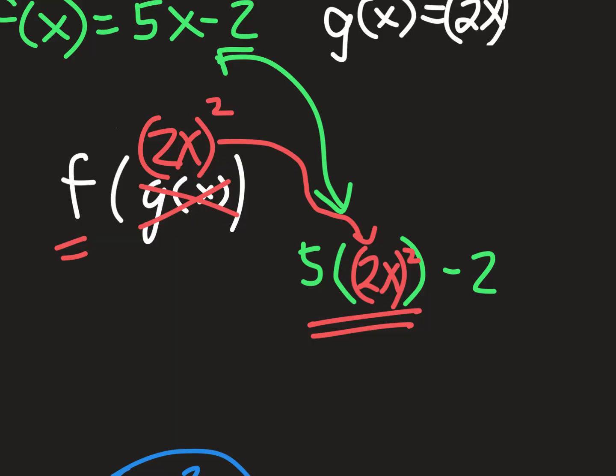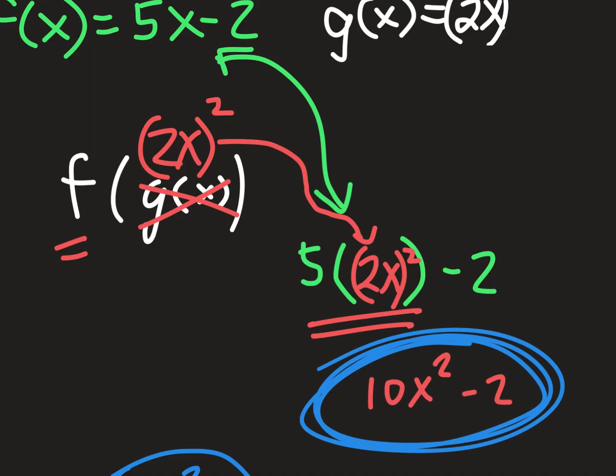Now multiplying that, don't overcomplicate this. There is no distribute. There's no plus inside there. It's just 5 times 2x squared, which is 10x squared, minus 2. Can't combine those because they're not like terms. There's your final answer.